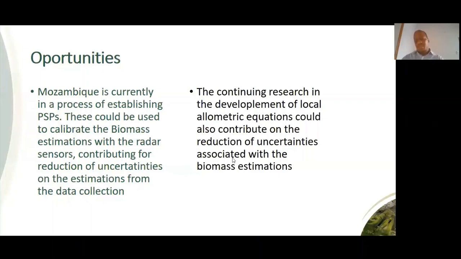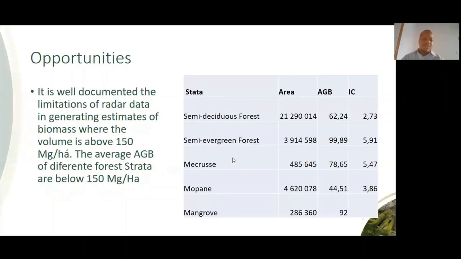And the continuing development of allometric equations also could help us to reduce all the uncertainties associated with the biomass estimate. One of the good news is that we had the National Forest Inventory, and we tested the average above ground biomass for the four different forest strata, and showed that all of them are below 150 megagram per hectare, which also shows the potential of using radar data to monitor the forests in Mozambique.